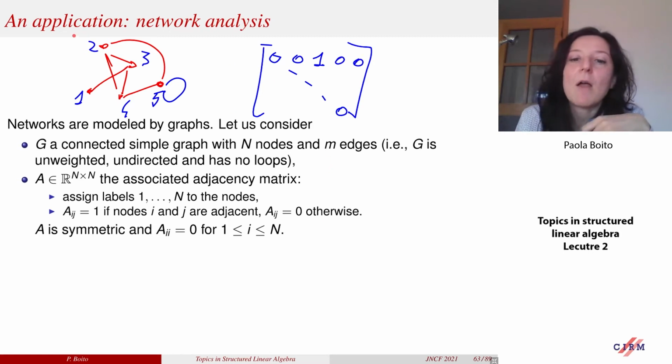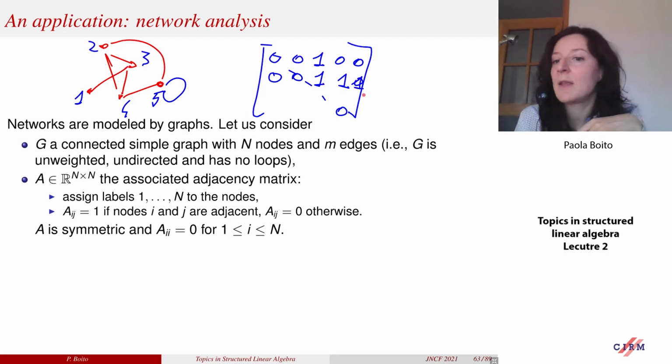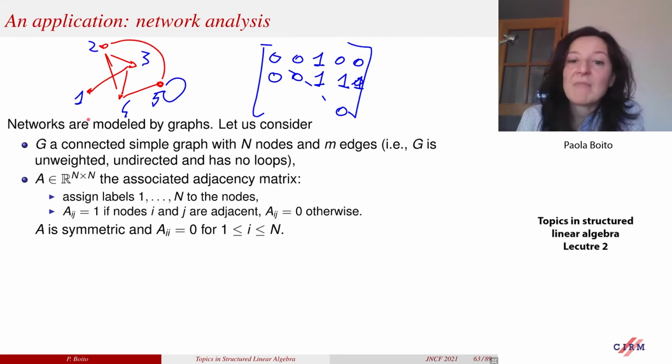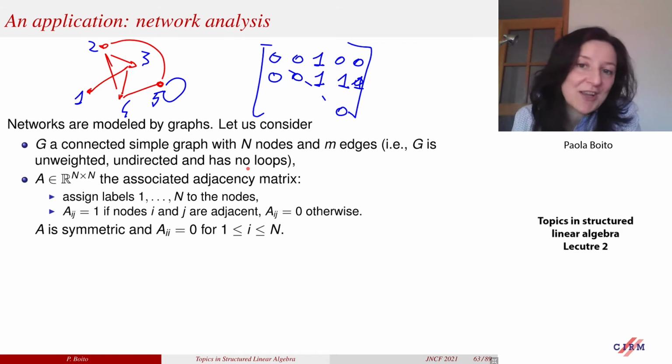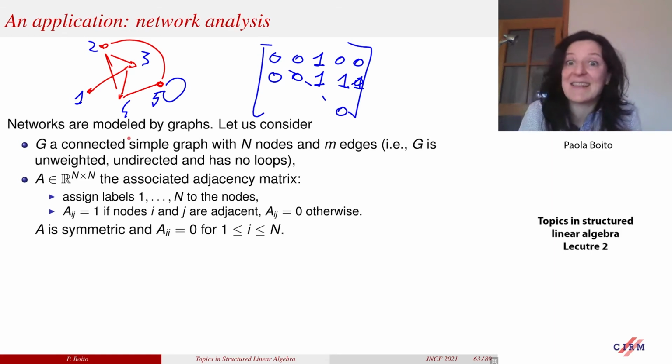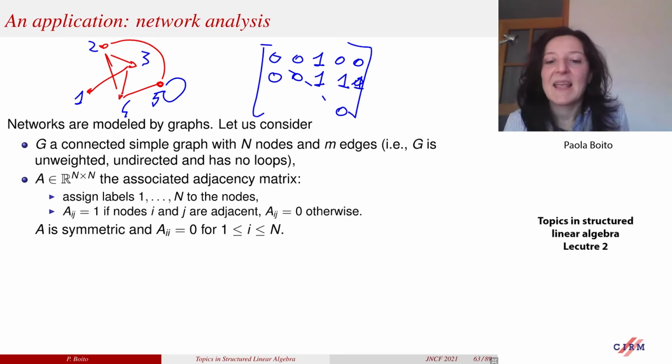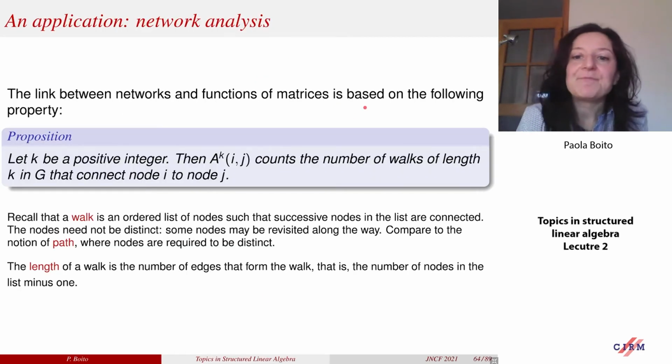And then for 2, we have that 2 is not connected to 1. It's not connected to itself, but we have 1 here and 1 here and 0 here. And 1 here, and so on and so forth. You get the idea. Since the graph is undirected, this matrix is going to be symmetric, because node i is connected to node j if and only if node j is connected to node i, that is, j is adjacent to node i.